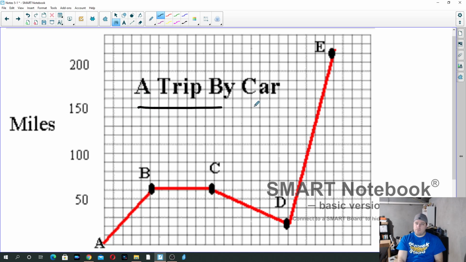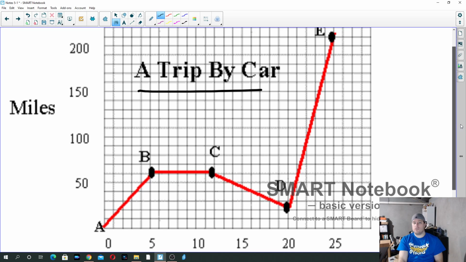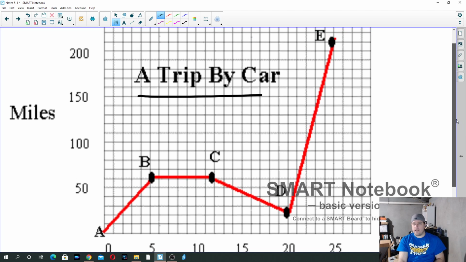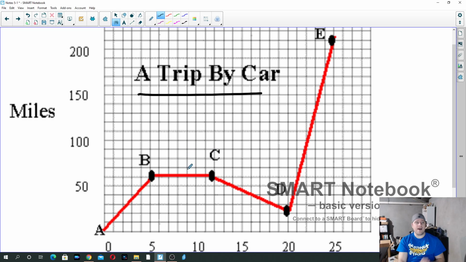So we're going to be taking a trip by car. Here's the miles we've traveled, and I'm guessing down here is the time, hours. Okay, hours is kind of hard to do, but we can do this. So we have many different stages of this thing as we go through, okay? The first stage, this little section here, you see how it's going to this point here. As time goes on, we are going further.